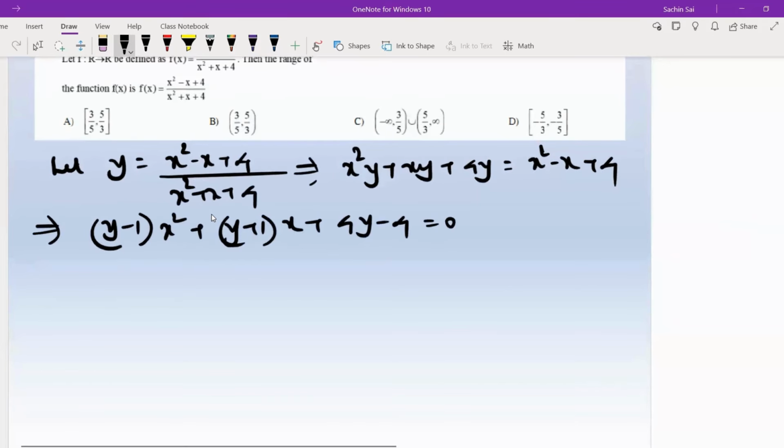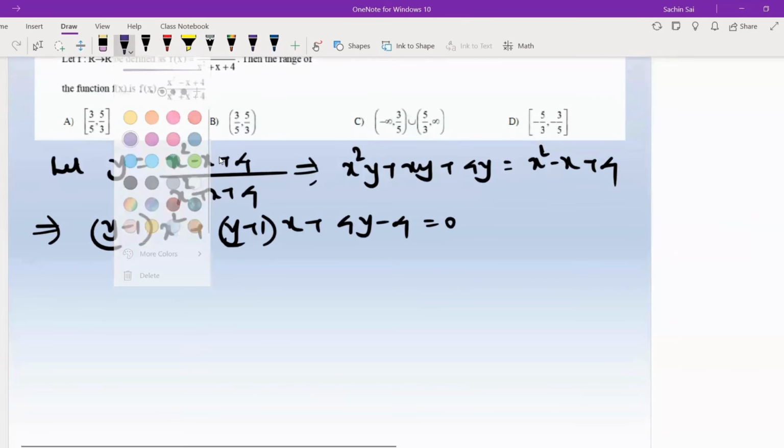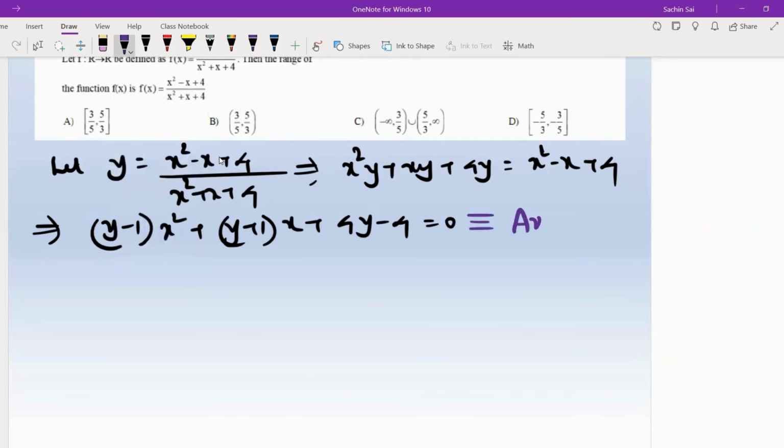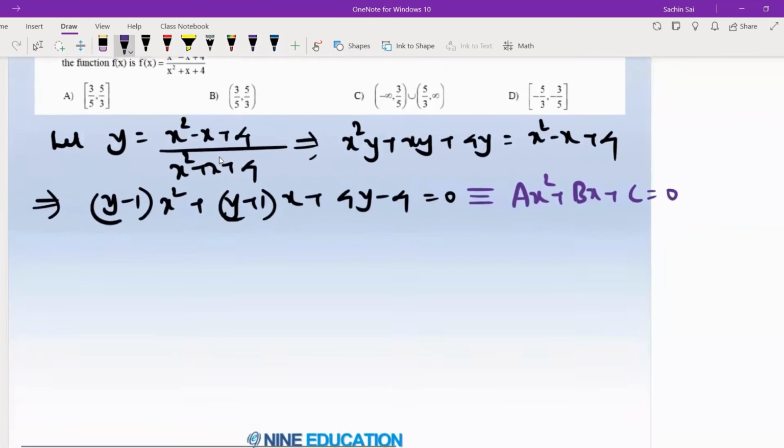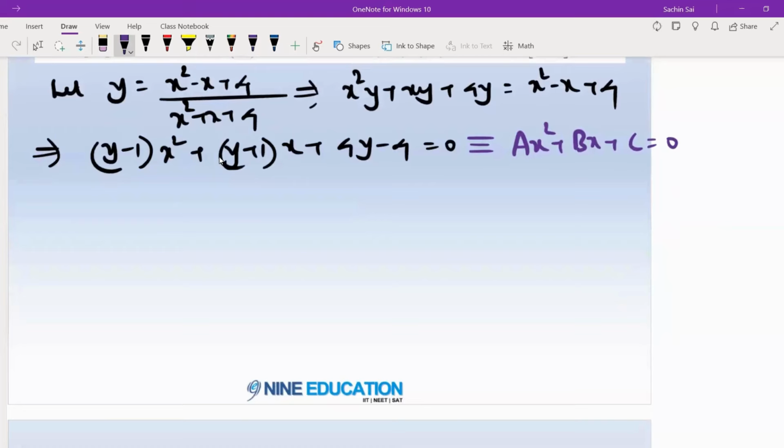Right? Now, this is in the form of a quadratic equation. It is of the form ax square plus bx plus c equals 0. It is similar to a quadratic equation. So if you solve this quadratic equation, you must get a real value for x. And when will a quadratic equation have real values for x? When delta is greater than or equal to 0.